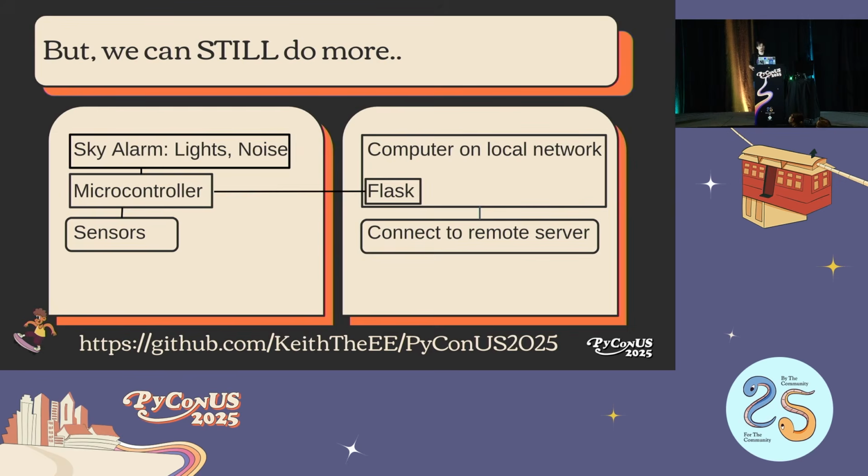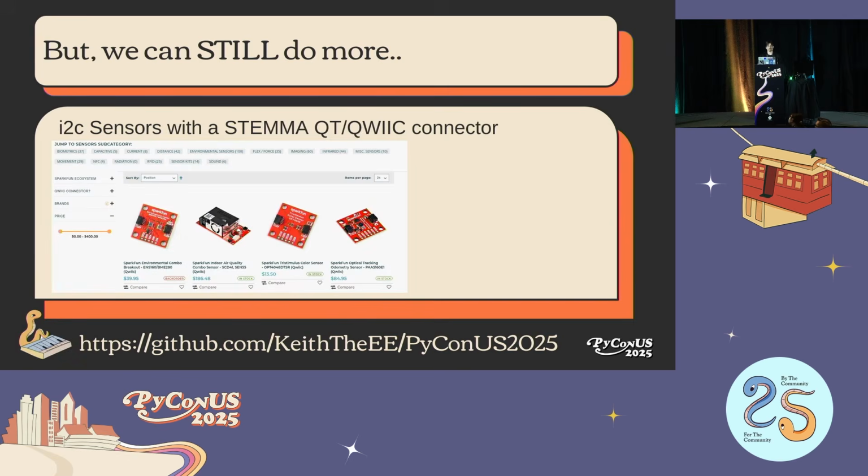So now we have a microcontroller that has sky alarms and can connect to a local Flask server and can give that local Flask server data if it needs. And the Flask server can also do more. But we can still do more. We can add sensors, because that's the cool part of this.